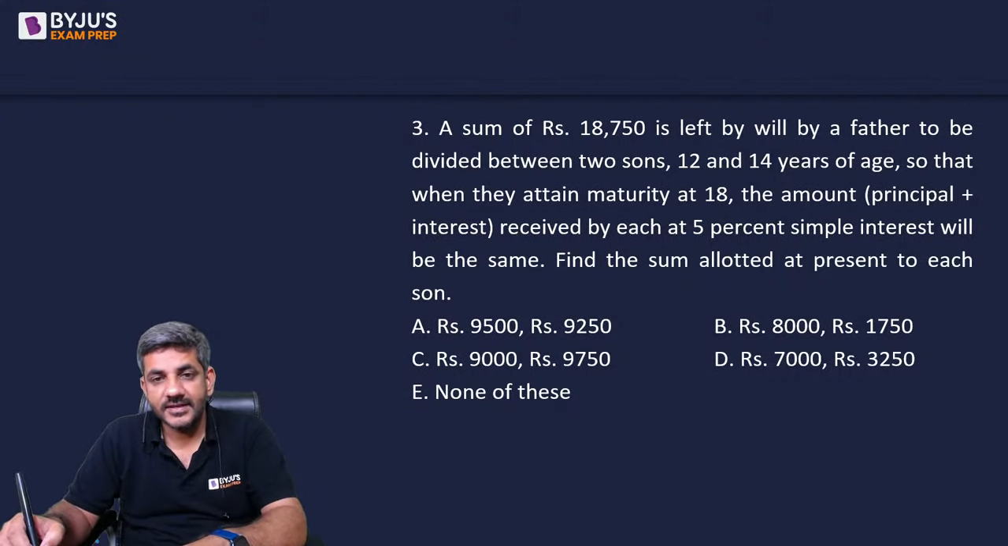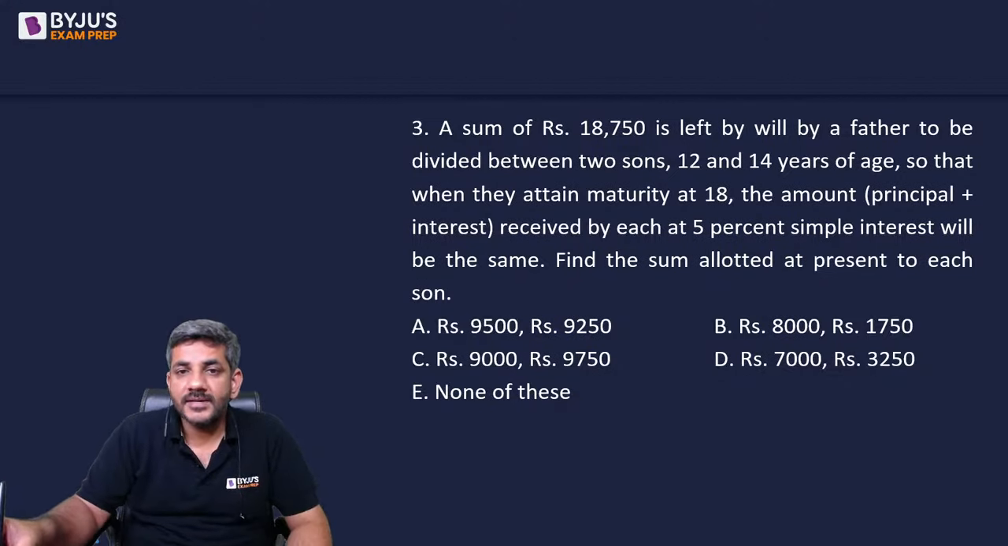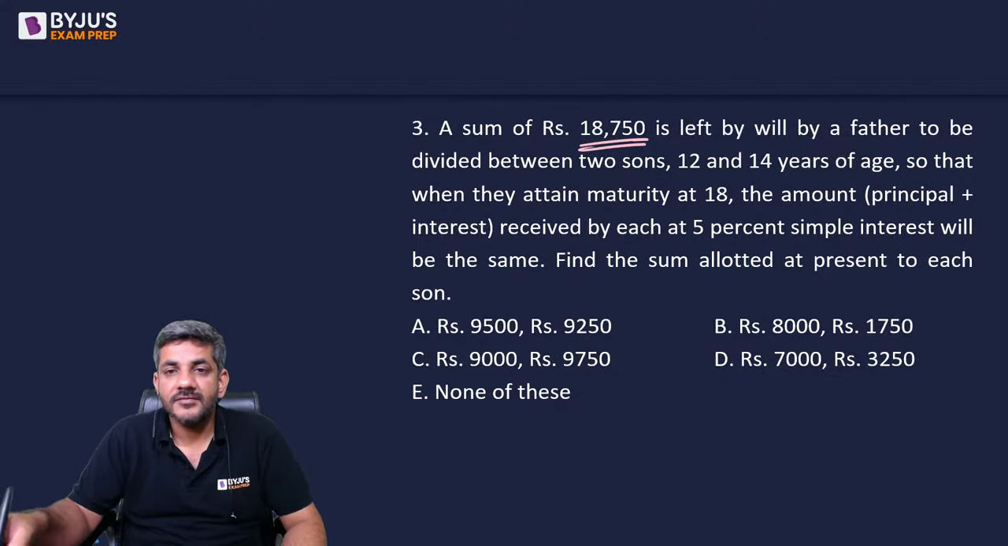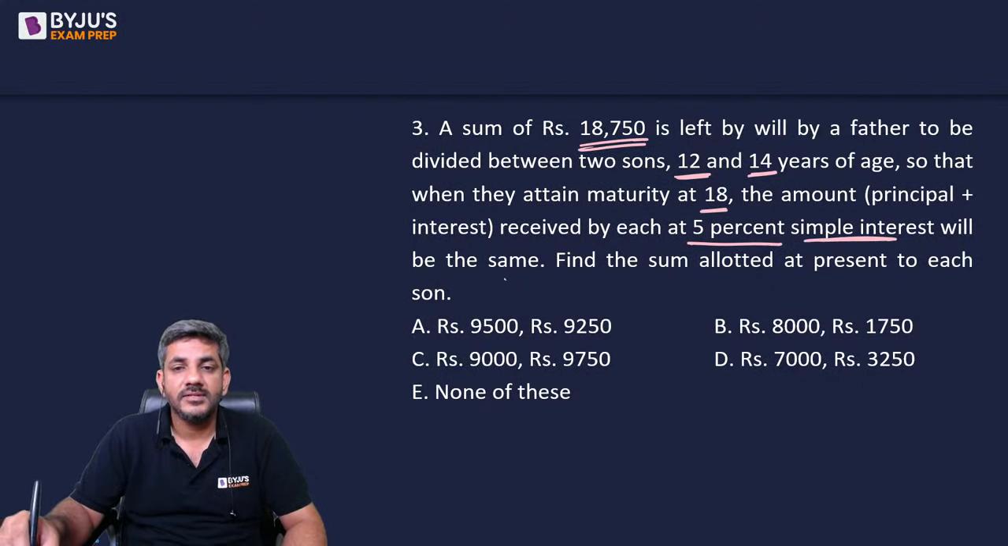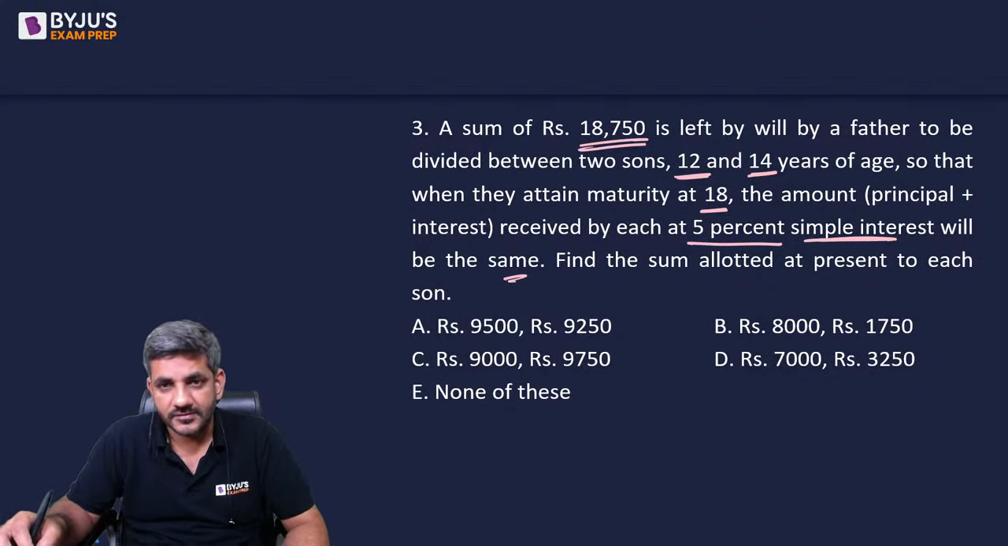What does the question say? A sum of rupees 18,750 is left by will by a father to be divided between two sons, 12 and 14 years of age, so that when they attain maturity at 18, the amount received by each at 5% simple interest will be the same. Find the sum allotted to each one of them.